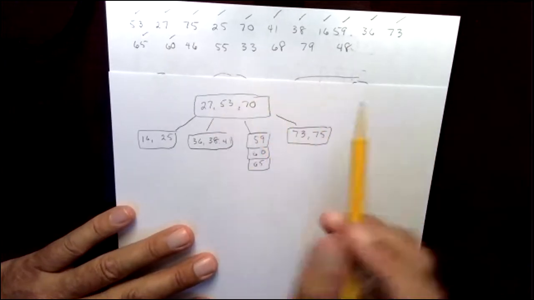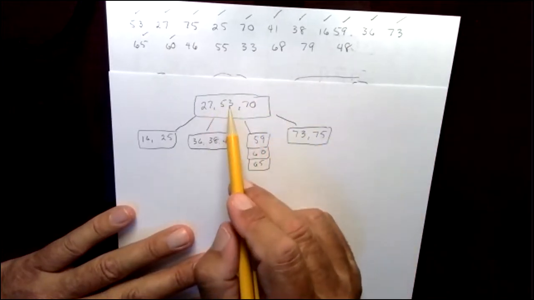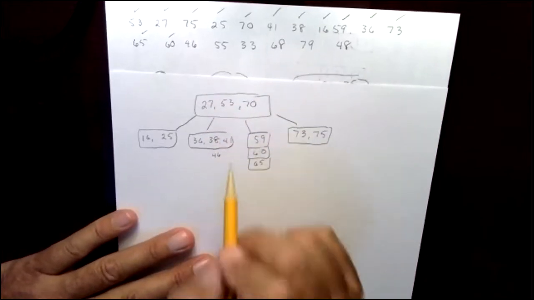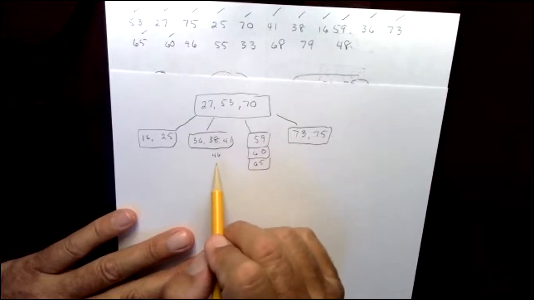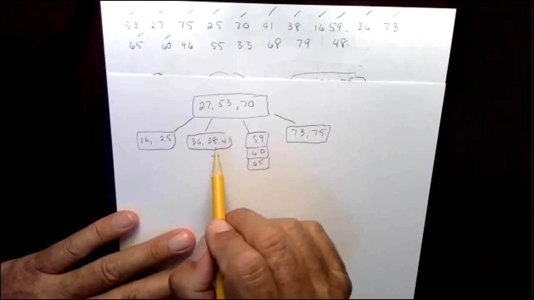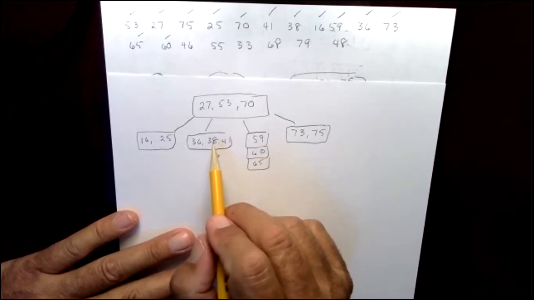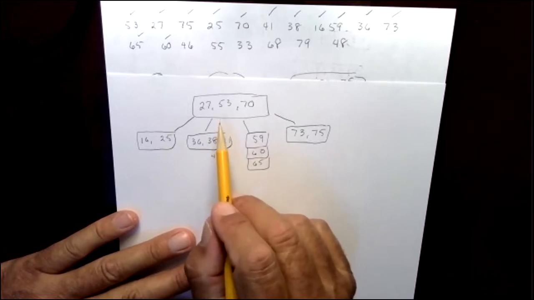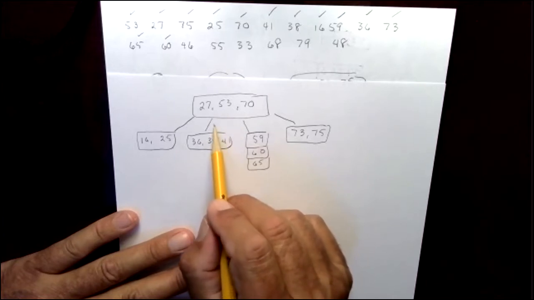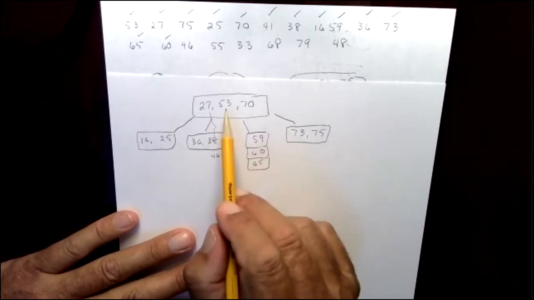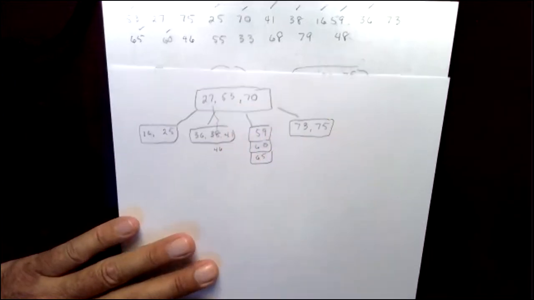46. 46 is between 27 and 53. And now I want to try to put 46 in here. 46 can't go in because it's full. What number goes up? 38. 38 tries to go up, but it's full. So who's the 38 going to attach to? It's going to attach to the 27. Okay, and we're going to split on the 53 again.